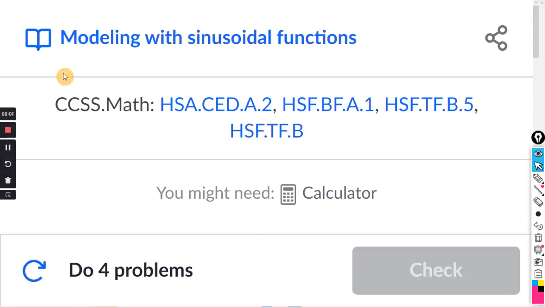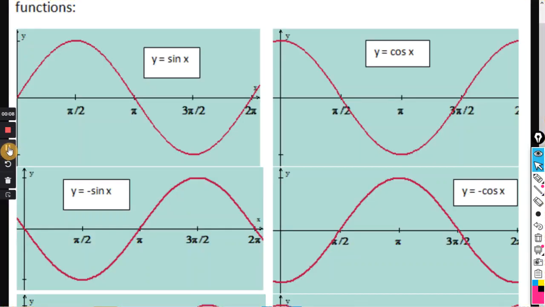This will be for the exercise, modeling with sinusoidal functions. Before beginning this exercise, you want to be familiar with the basic sine and cosine functions.